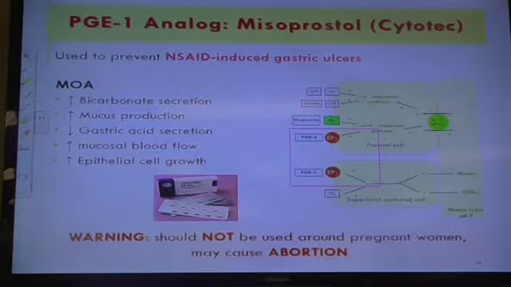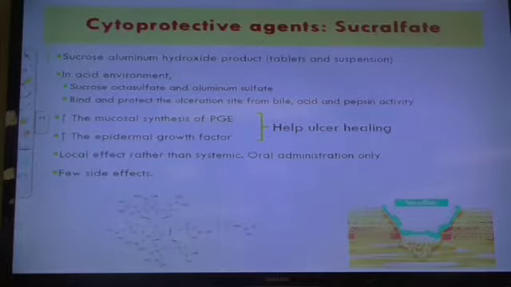And the last class is the cytoprotective agents, and we have two types of agent for this class. First is sucralfate. Sucralfate is made from sucrose and aluminum hydroxide. The preparation can be a tablet or a suspension. Think about gelatin: gelatin is just like a dust or granule, right? And once it has water, it forms a gel. Sucralfate works the same way.